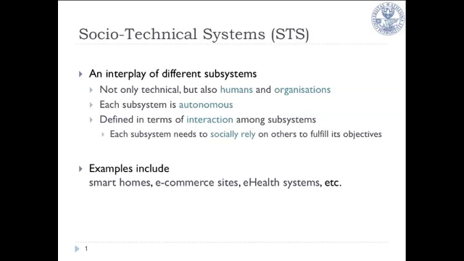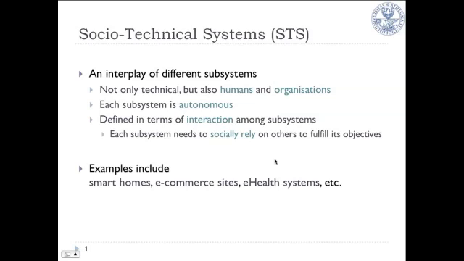The systems exist primarily because these different subcomponents are autonomous and they can achieve a lot of things on their own, but they also need to interact with others to get done the things that they cannot do on their own. So the system per se is defined in terms of interaction among the subsystems, because each of them needs to socially rely on others to get its objectives done.